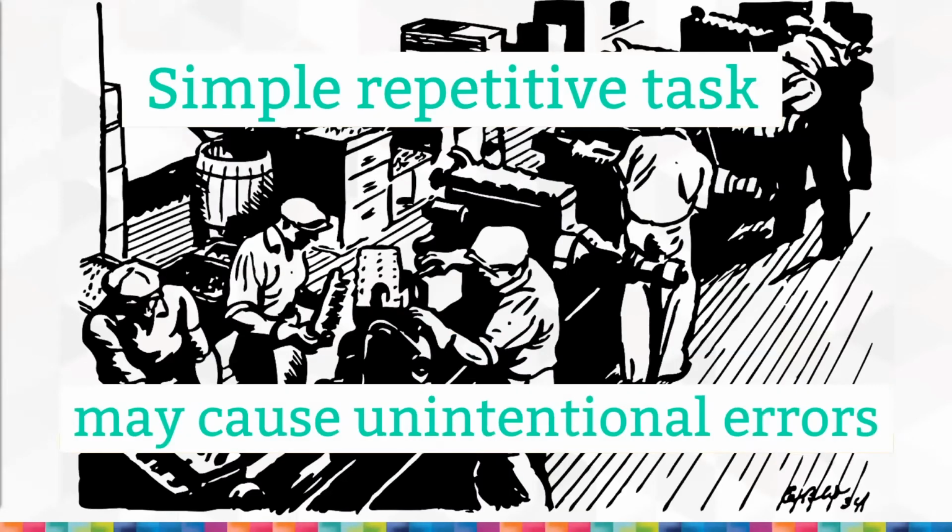So let's start. Simple repetitive tasks may cause unintentional errors. Well, our brain becomes lazy, right? When you are doing something repetitive, or we can be distracted also, and get to some errors. This is something natural. This is human nature.